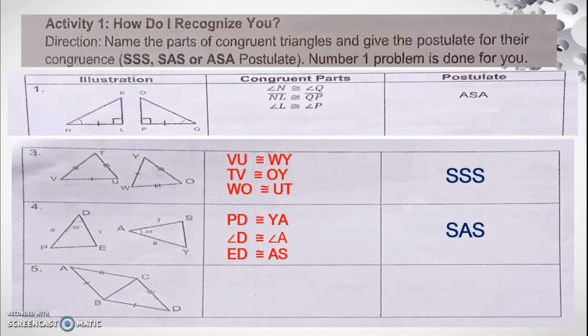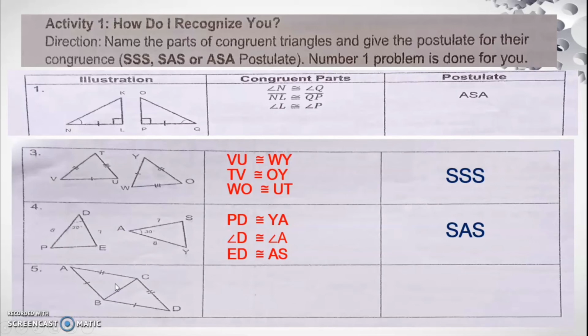Sorry, the postulate rather is SAS postulate. Then the last, number 5, given side and this side. Kasi wala tayong angle na nakikita dyan na nilagyan ng marking. So, itong side na to, symmetric property of triangle. So, dito na, etong side na to is congruent.